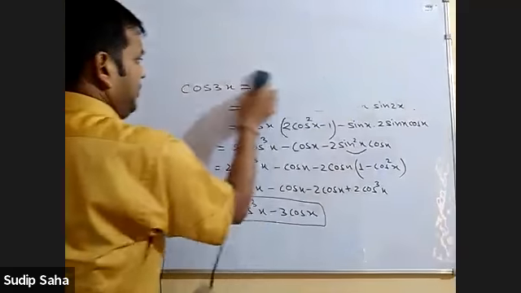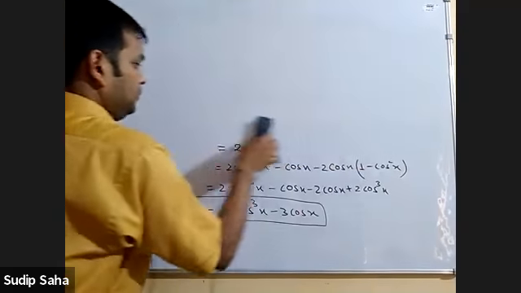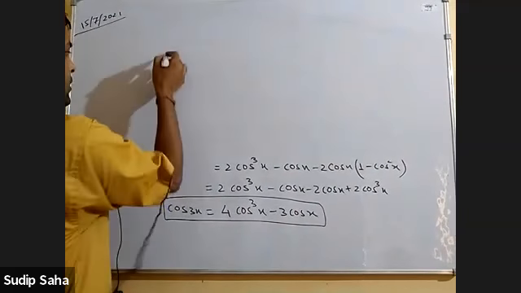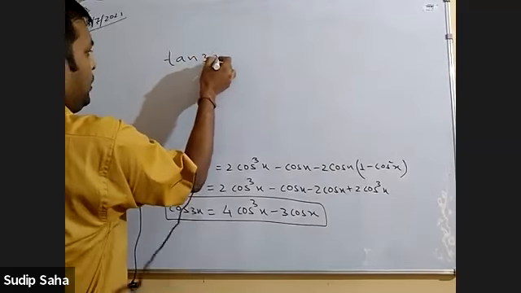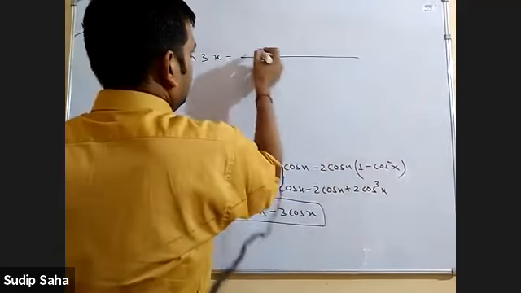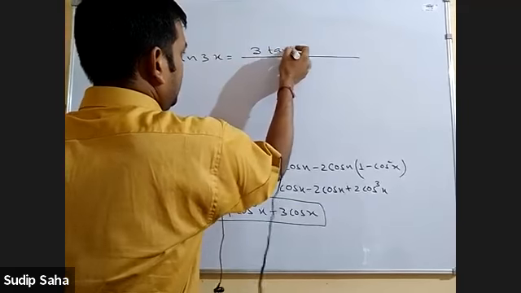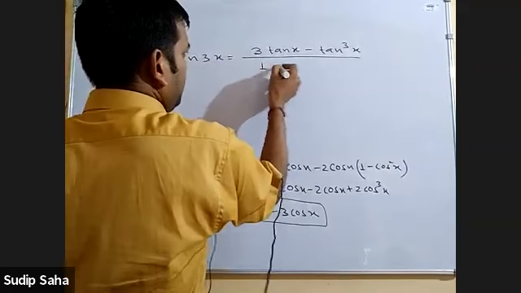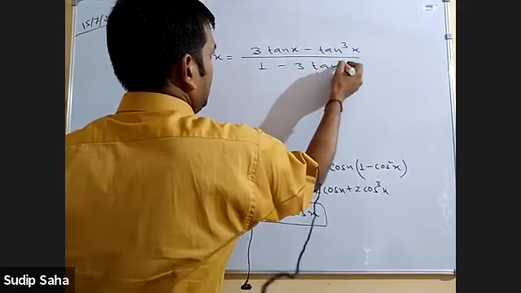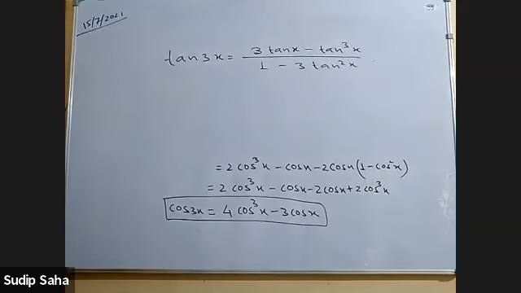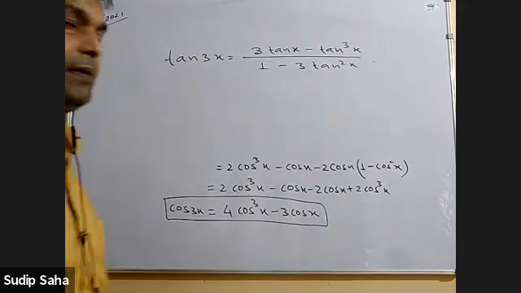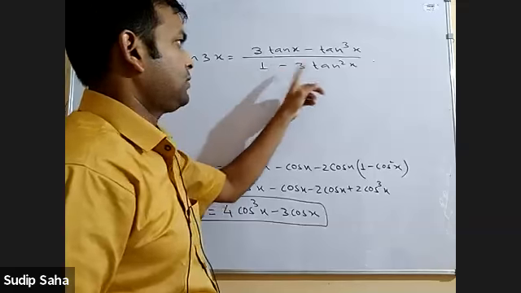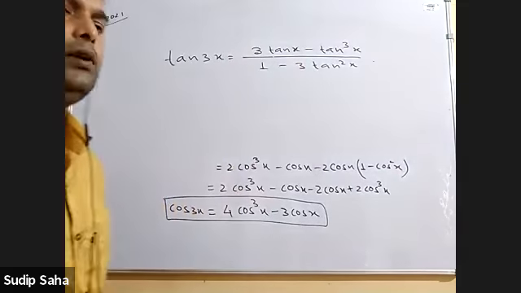Now see tan 3x, the last one. So I'll write first the main formula, tan 3x. It's a very important one. 3 tan x minus tan cube x divided by 1 minus 3 tan square x. All signs are minus here. Now we are going to derive it again.